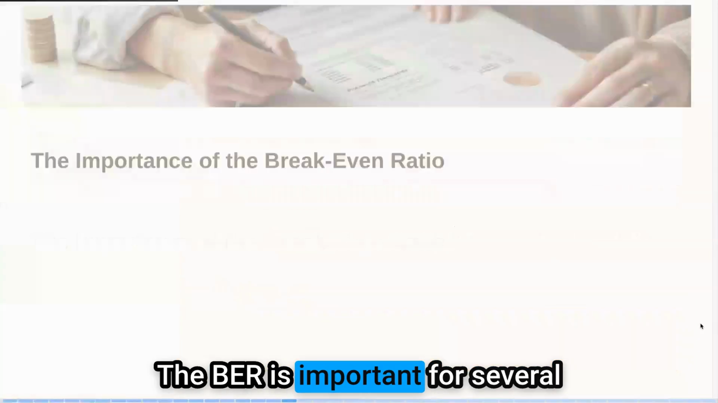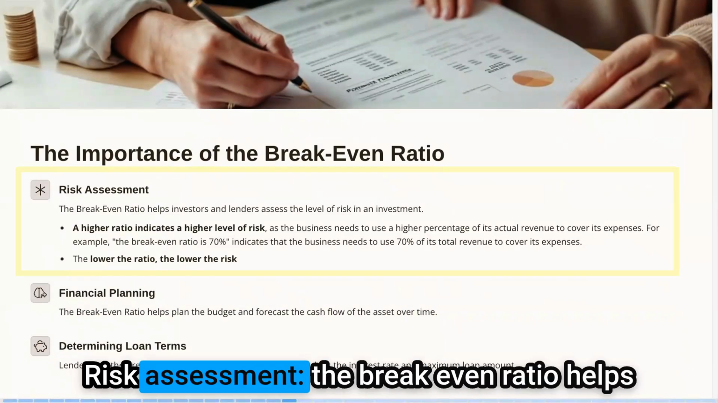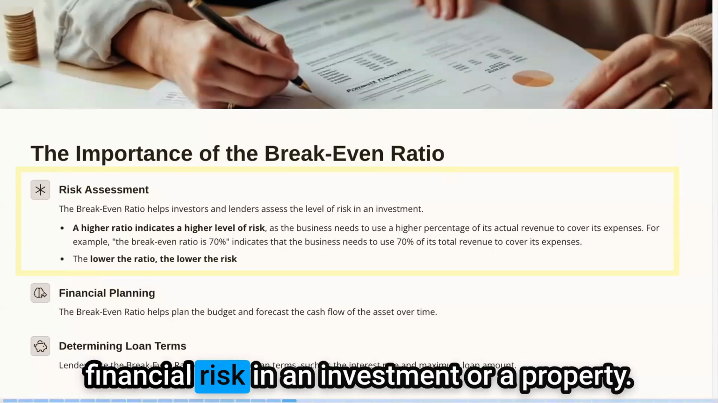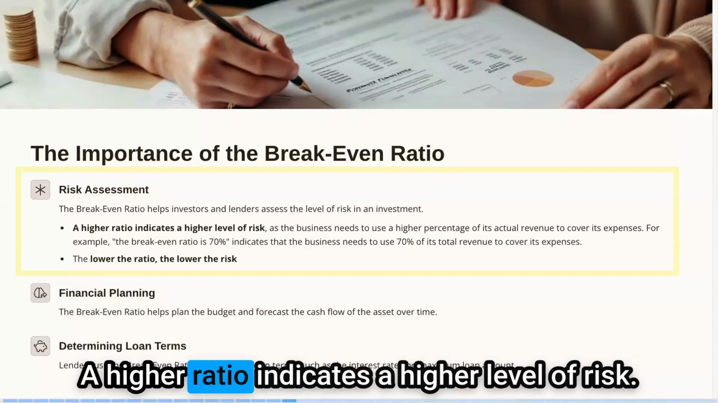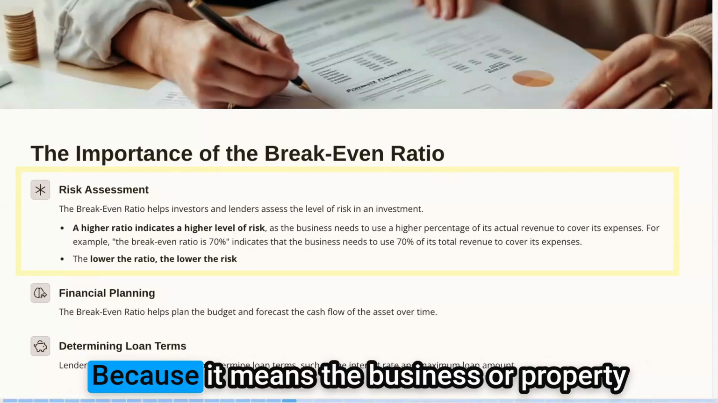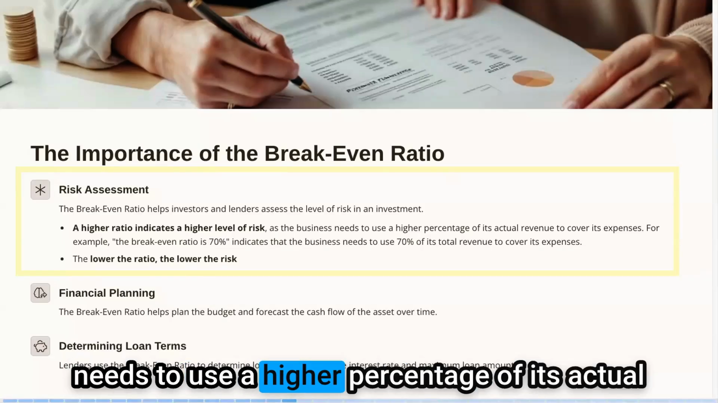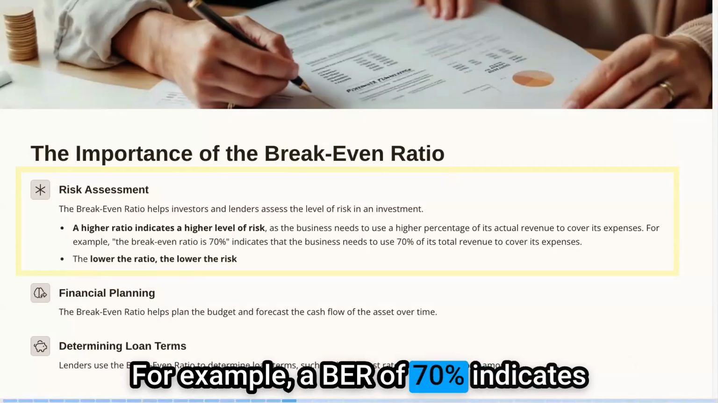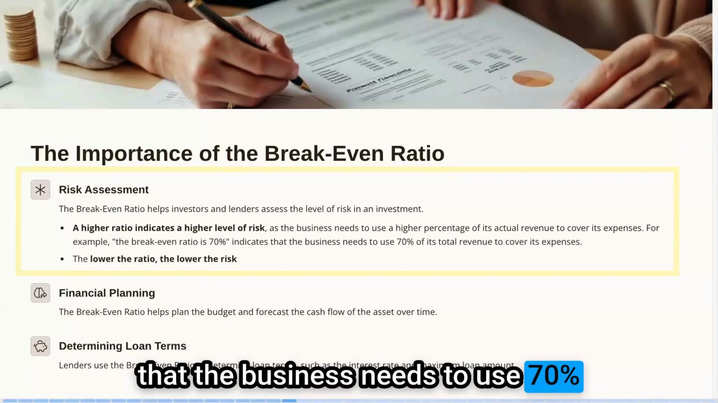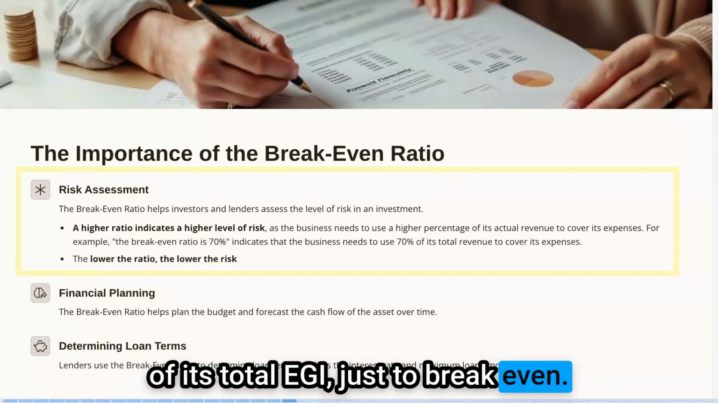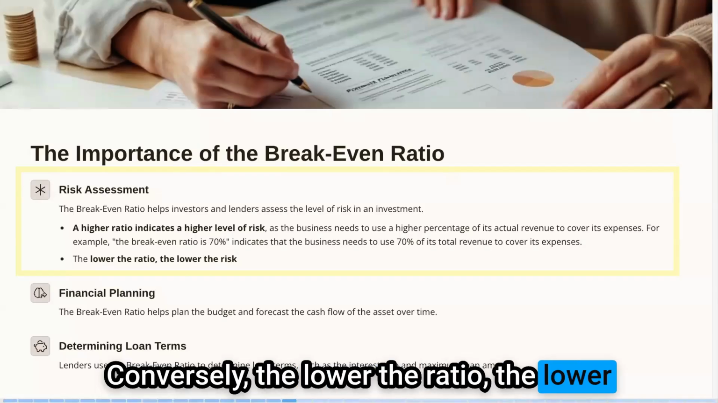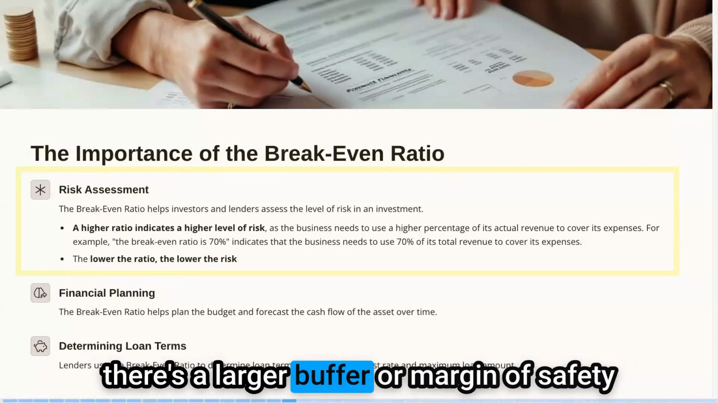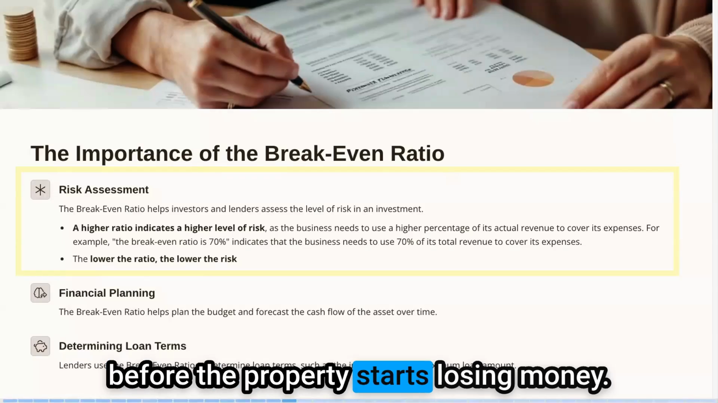The BER is important for several financial management aspects. Risk assessment. The break-even ratio helps investors and lenders assess the level of financial risk in an investment or a property. A higher ratio indicates a higher level of risk. Why? Because it means the business or property needs to use a higher percentage of its actual current revenue just to cover its expenses. For example, a BER of 70% indicates that the business needs to use 70% of its total EGI just to break even. Conversely, the lower the ratio, the lower the risk because a smaller portion of the income is needed to cover costs, meaning there's a larger buffer or margin of safety before the property starts losing money.